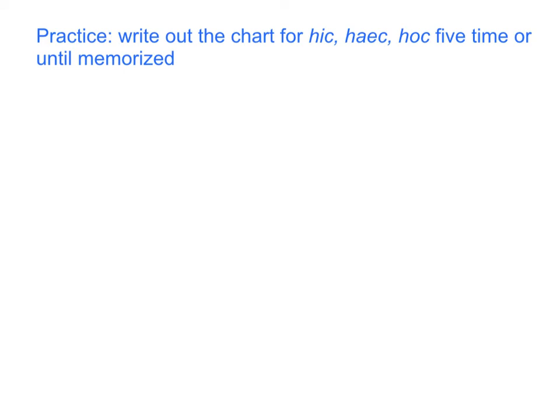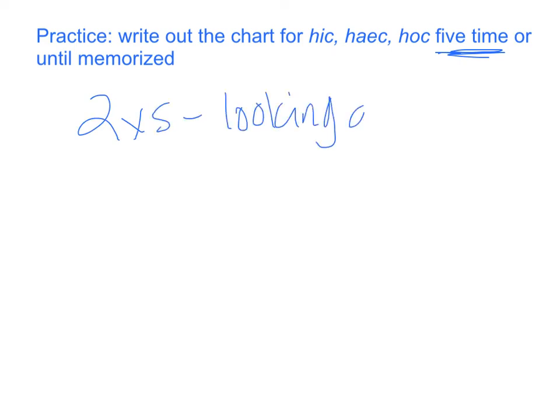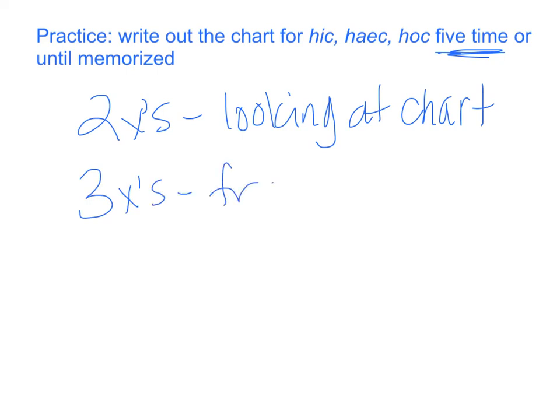Okay, so for homework to practice, you need to write out the chart for hic, haec, hoc 5 times or until memorized. So if you don't have it memorized after 5 times, you need to keep on working. Do it 2 times looking at the chart. So basically just copying it, but really thinking about what you're doing as you're copying. Don't just mindlessly copy. Think about the forms that you're writing. Think about the things that you know and how you can apply that knowledge to help you remember. And then do it 3 times from memory.